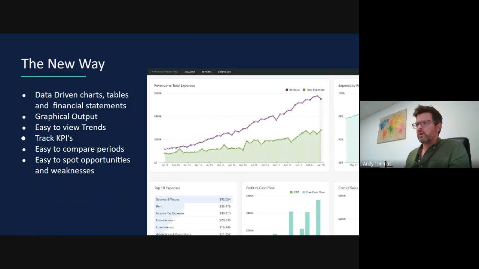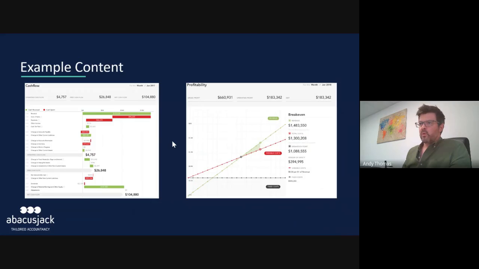So for example, I'm going to show you in a minute where you can track who your best customers are, and that's where you should be focusing your energy and your time on developing those relationships. When we produce performance reports and management accounts for clients, this is some of the example content that we find works quite well.